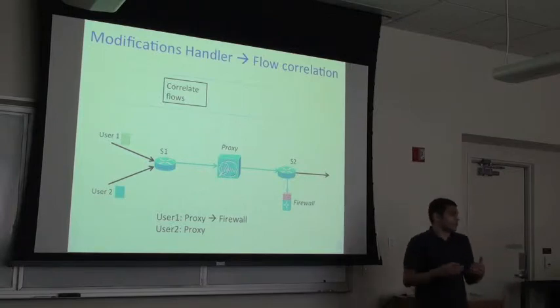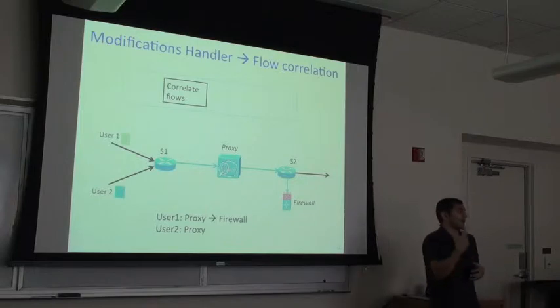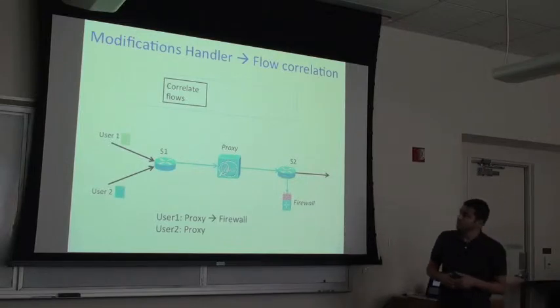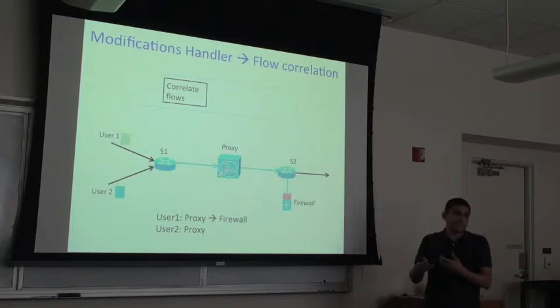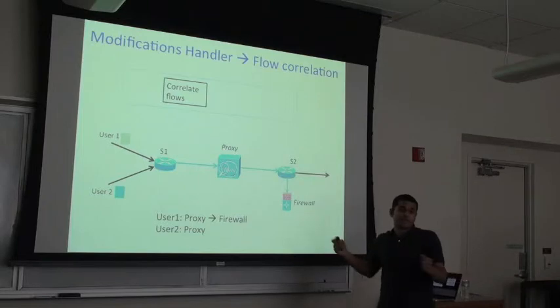The solution in the stepping stone world, to detect if your machine was compromised and used as a stepping stone, was that I could correlate the flows coming into you and the flows coming out of you, correlate the packet payloads or the timings to infer that you're actually being used as a stepping stone. So you use that insight to say, you know what, you can treat this as an instance of the stepping stone detection problem.